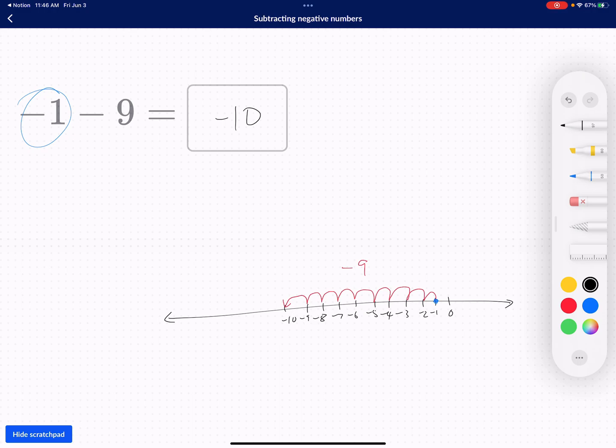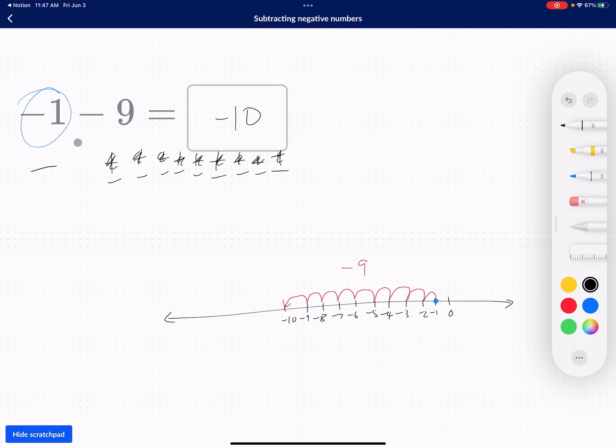Okay, and now let's do the counters as well. So I have one negative counter, and now I want to subtract 9 positive counters, but I can't subtract 9 positive counters because I don't have any positive counters. So I have to add 1, 2, 3, 4, 5, 6, 7, 8, 9. So that's 9 positive counters. And now I have to take away, so remember, subtraction means take away 9 positive counters. So 1, 2, 3, 4, 5, 6, 7, 8, 9.